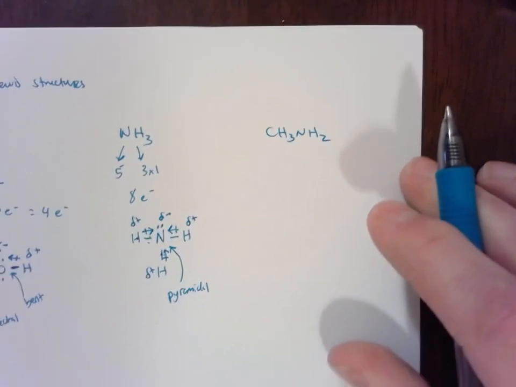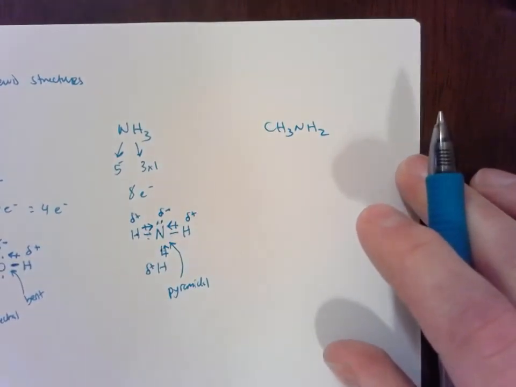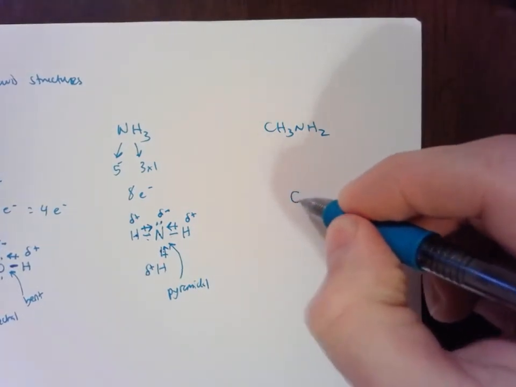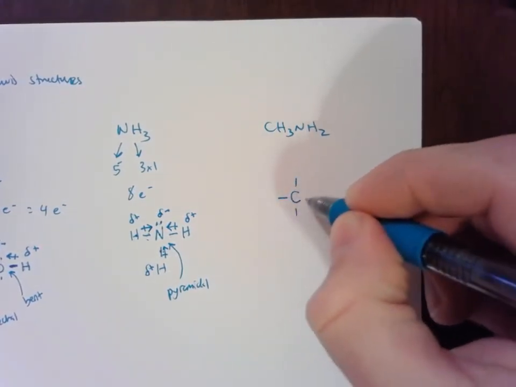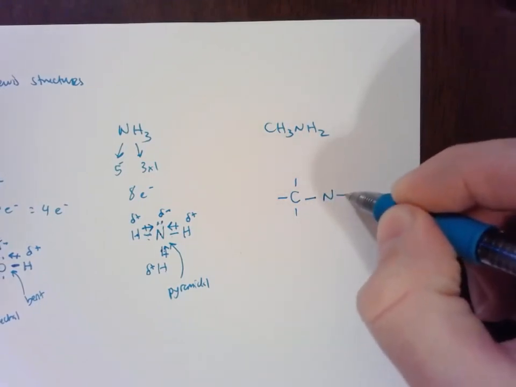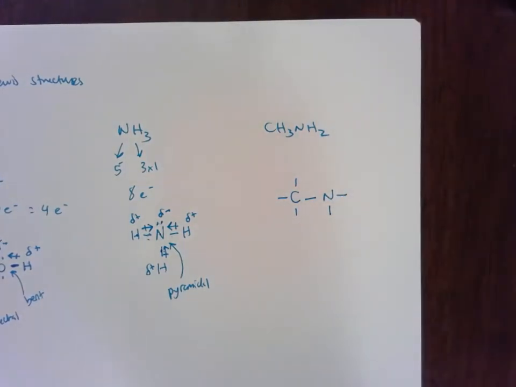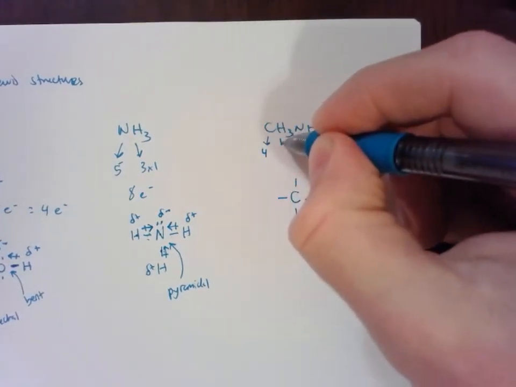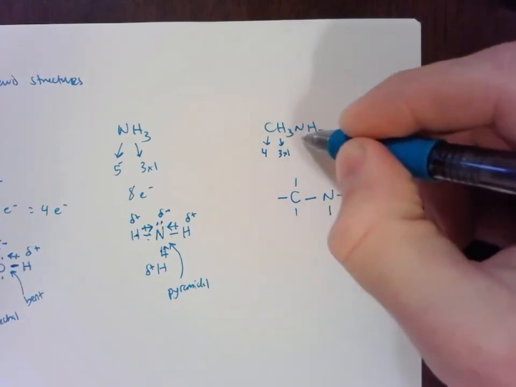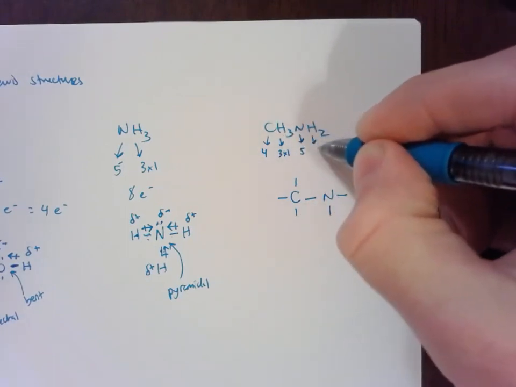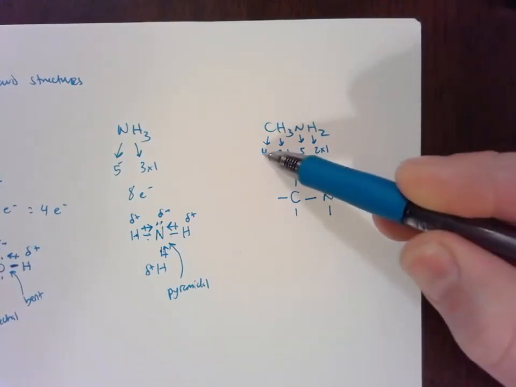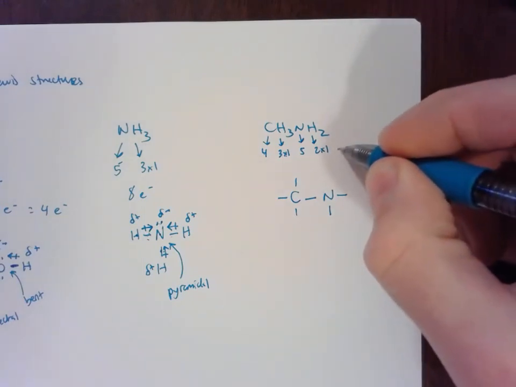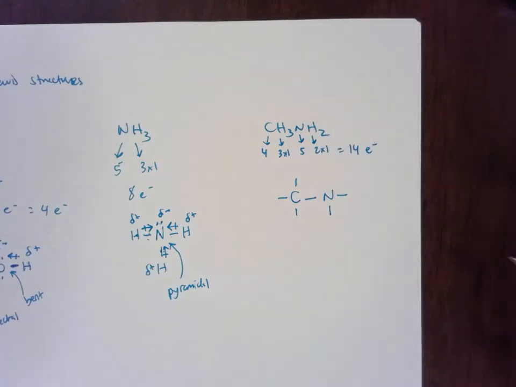Alright, moving on to CH3NH2. Again, with this case, you could have 2 central atoms. We'll start with carbon as our central atom. Actually, let me count the electrons first. Carbon comes in with 4, 3 times 1 for hydrogen. Nitrogen comes in with 5, and 2 times 1 for hydrogen. So a total we have 7, plus 5 is 12, plus 2 is 14 total electrons.